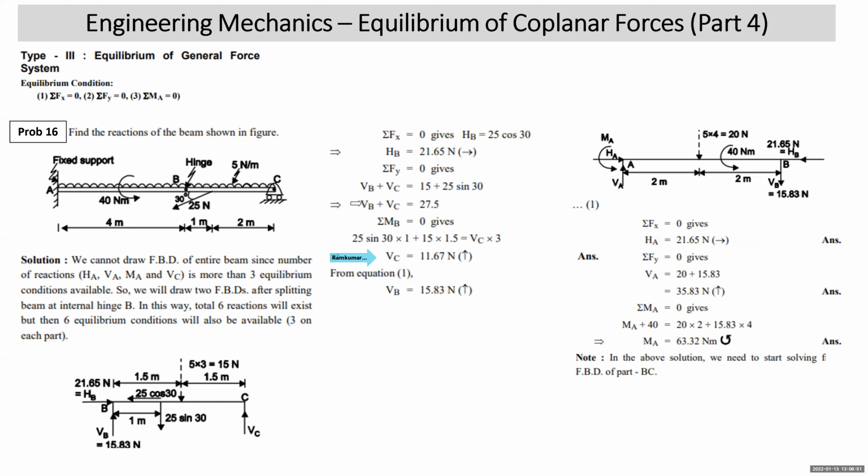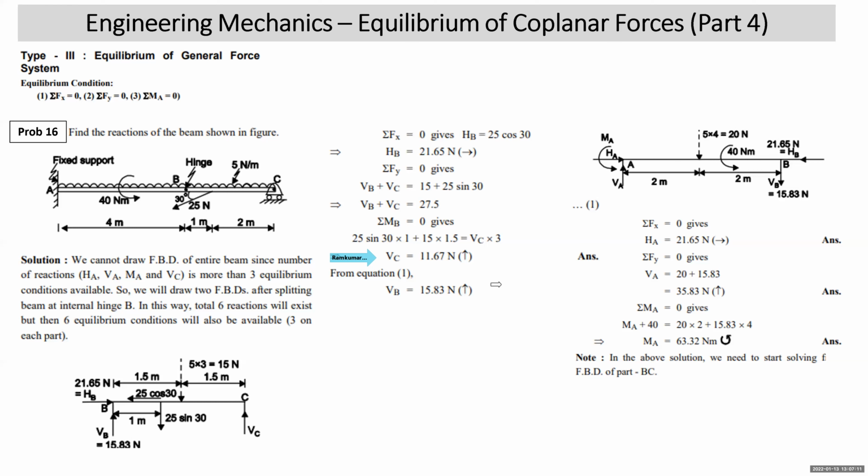Now substitute the value of VC into equation number 1. You get the value of VB. VB becomes 15.83. That is positive, that means upward. That means internal hinge reactions on this part BC have come out to be right. I got HB positive, that means the assumed direction of this is right, that is to the right. VB comes out positive.